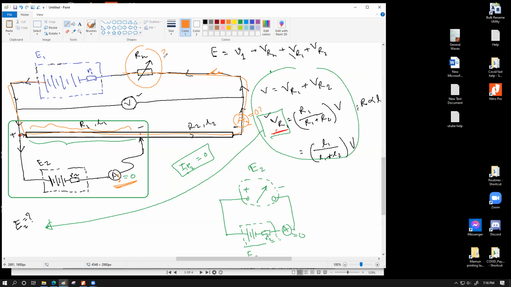Yeah, that's basically a default purpose of the variable resistor, but how does that help this circuit?